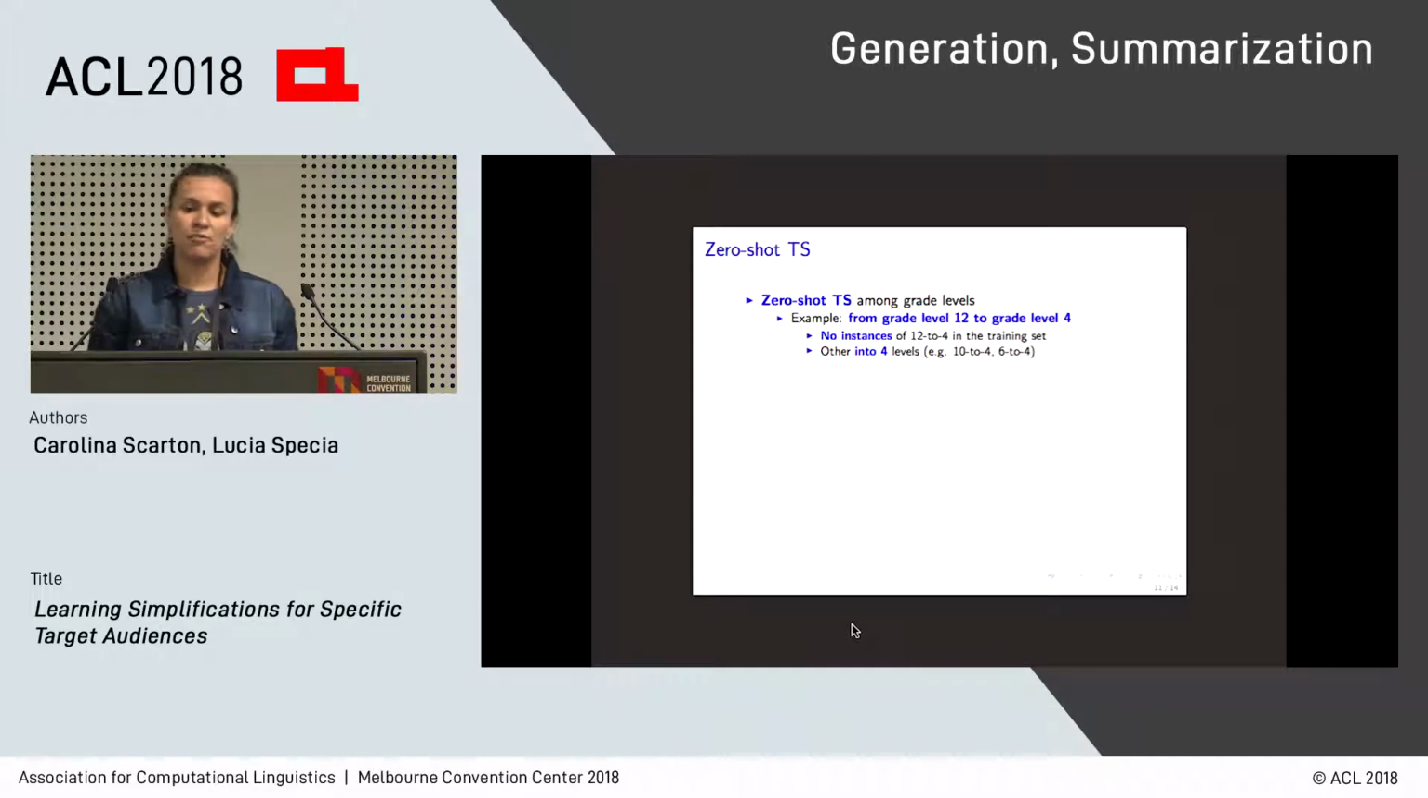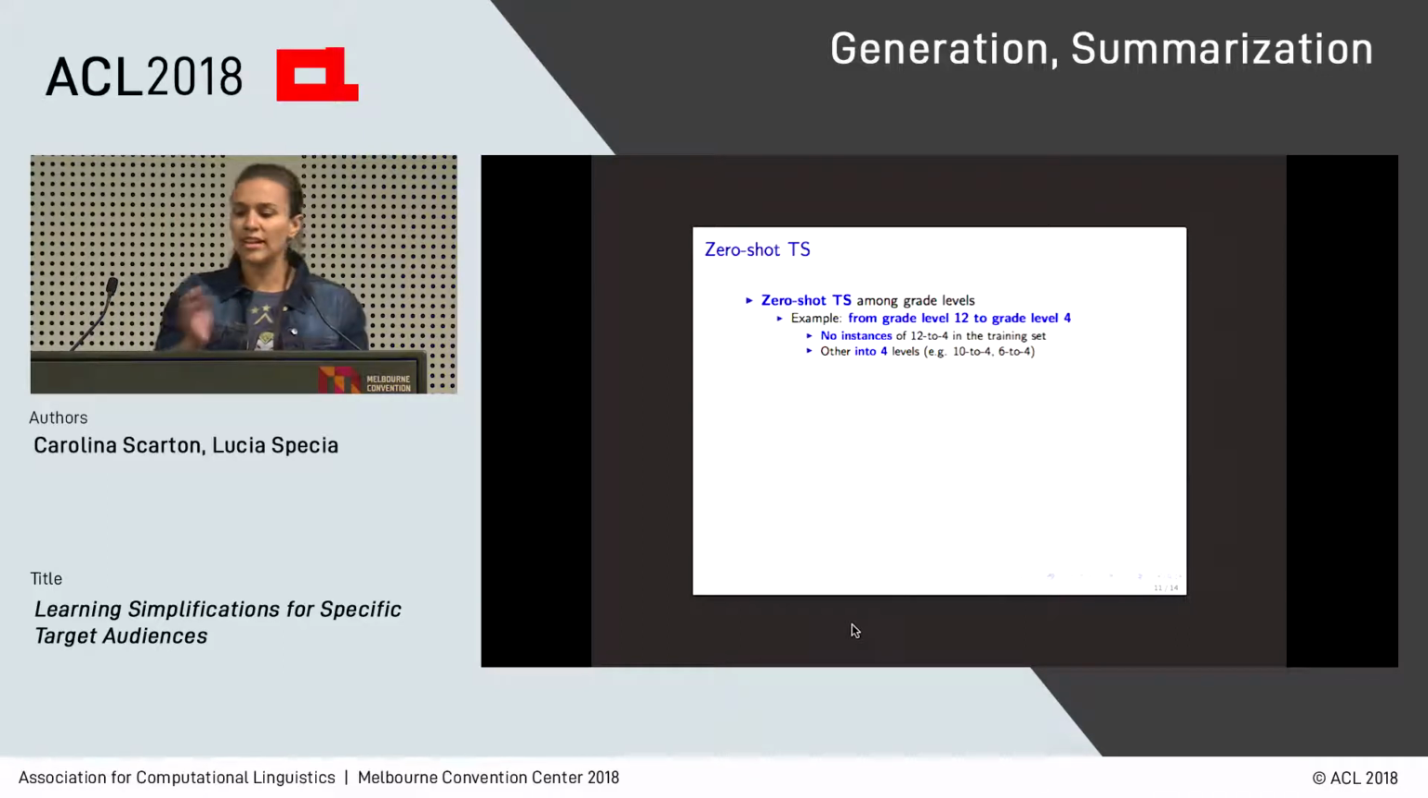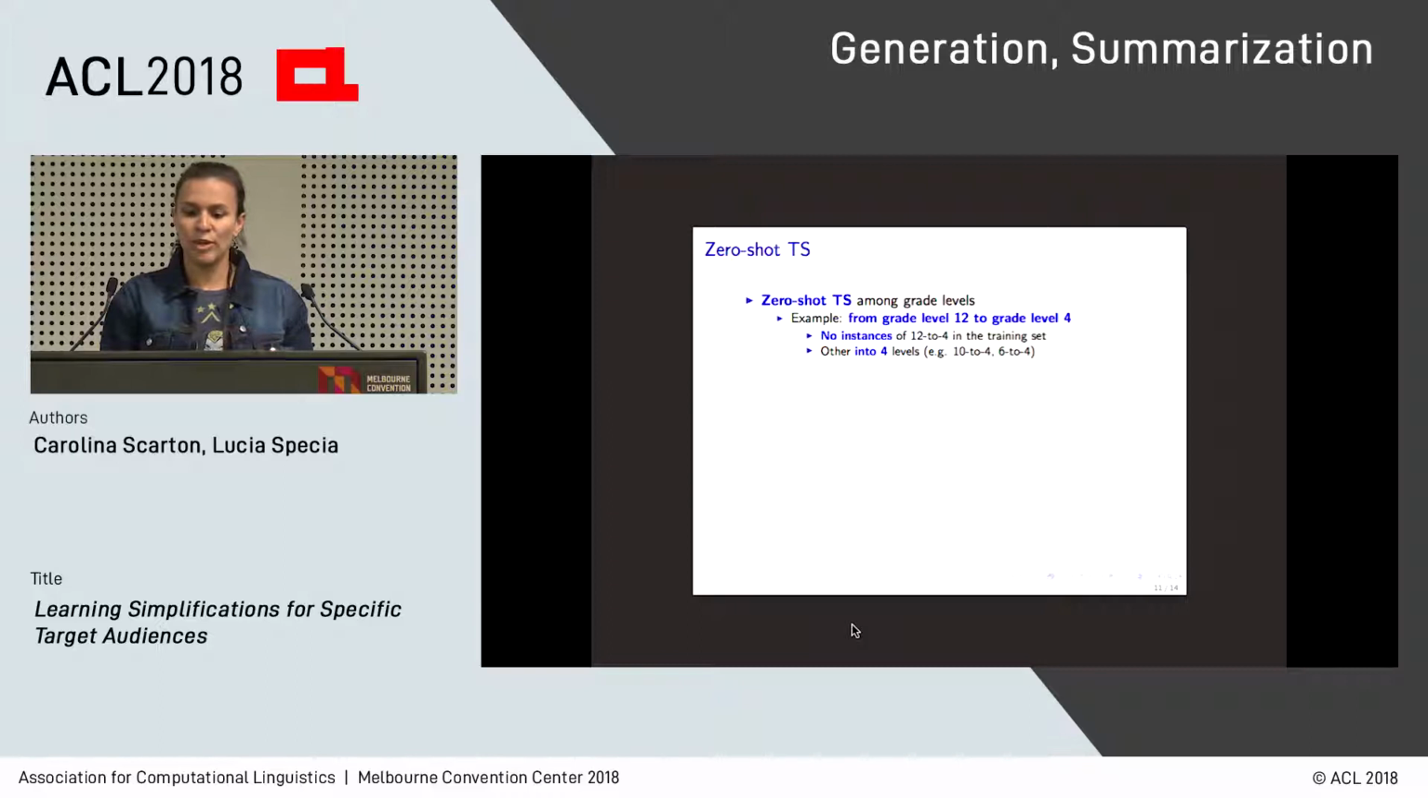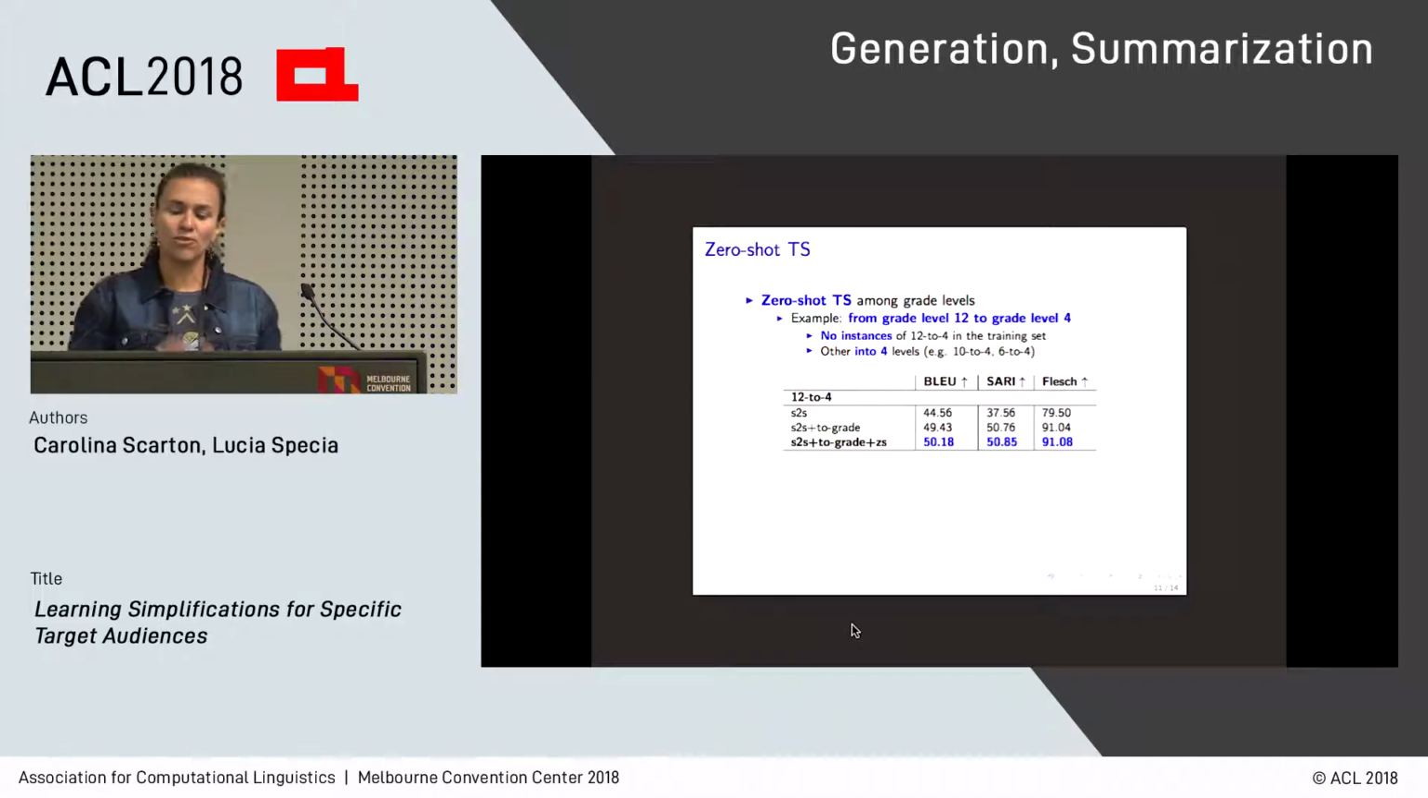This approach also enables zero-shot text simplification. So if I want to simplify from grade level 12 to grade level 4, but I don't have this information in the training set, this is also possible as long as I have the information of other levels into level 4. So we experimented with this. We removed all the 12 to 4 sentences from the training set, trained the system with this, and tested with those sentences. As you can see, BLEU and SARI are comparable to the grade level system that had the full information. They are both better than the baseline.